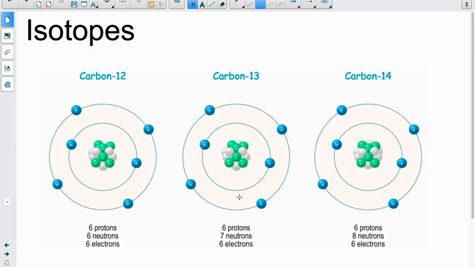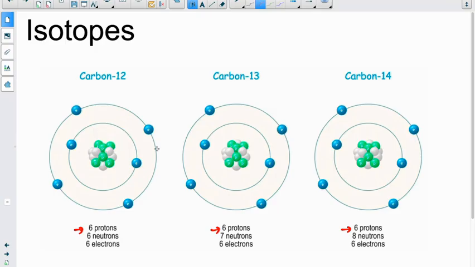Here I have 3 isotopes of carbon. These are all carbon atoms. How do I know they're all carbon atoms? Because if you count the number of protons, in this case represented by these green circles, you will see that each carbon atom that's shown here has 6 protons. If an atom has 6 protons, it can only be carbon. The number of protons identifies the element. If the element had 7 protons, it wouldn't be carbon anymore, it would be nitrogen.